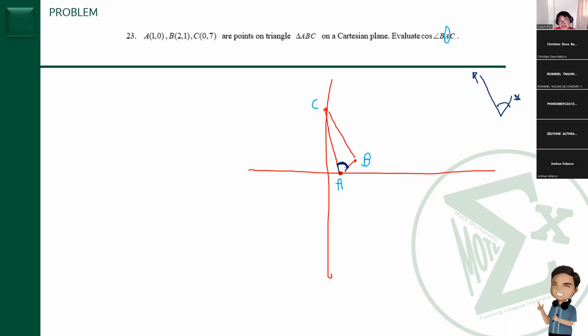Okay. So cosine of this one. How do we get cosine again? Adjacent over hypotenuse. Right? Okay. Let's get the sides of this one. Well, the small part here, it's square root of 2 if you use the distance formula, right? The other one, CB, is 2 squared plus 6 squared, square root of 40, right? And the third one is square root of 50.